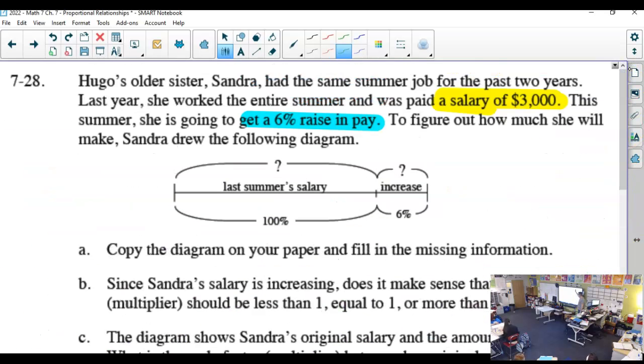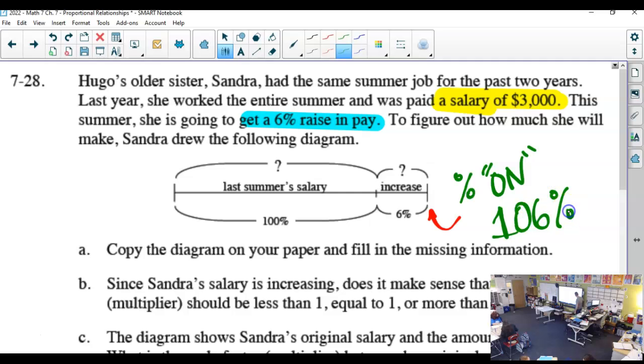A 6% raise. What is that doing to our 100%? It's going up. Hey, unless you solved it this way, you shouldn't be talking, you should be listening. So here, if we think about the percent on, my percent on went from 100% up 6%. What percent is on now? 106! Guys, please write this down on your paper. We have 106% on.